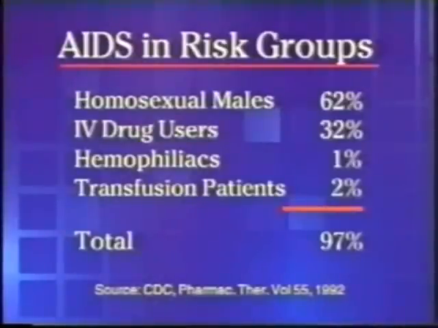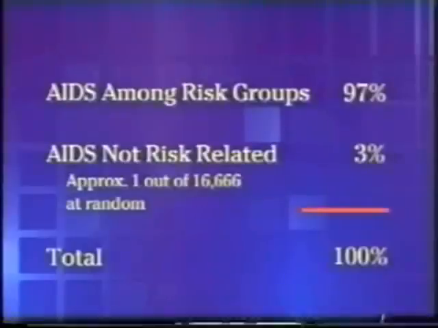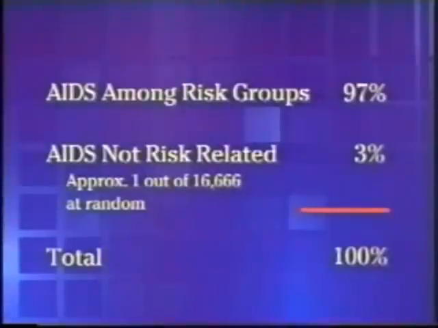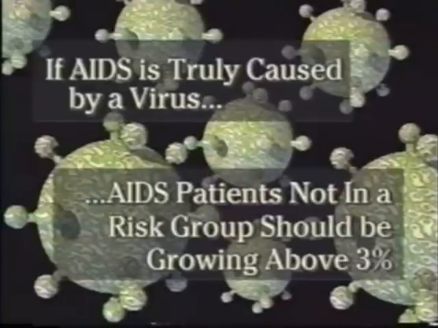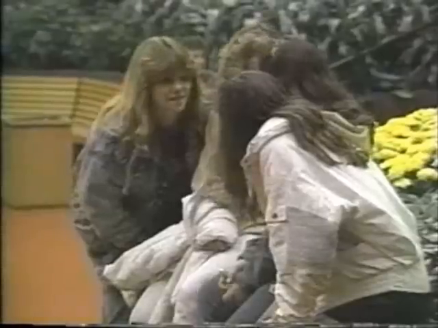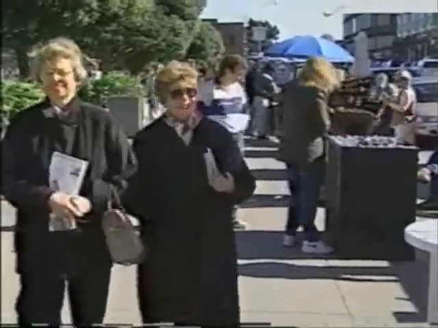Homosexual males, IV drug users, hemophiliacs, and blood transfusion patients make up 97% of all AIDS patients and have continued at that rate for over 10 years. The remaining 3% of AIDS patients outside these risk groups are made up of persons who suffer from immunodeficiency at random and just happen to be infected with HIV. If AIDS is truly being caused by a virus, the patients who do not fit into these risk groups would be growing above the 3% as the disease spread. But AIDS has failed to spread into the female population also.